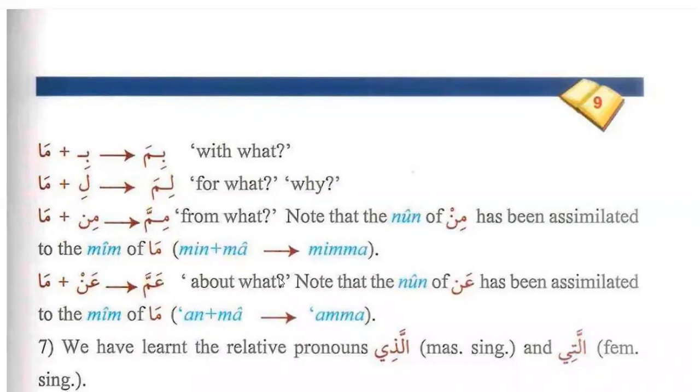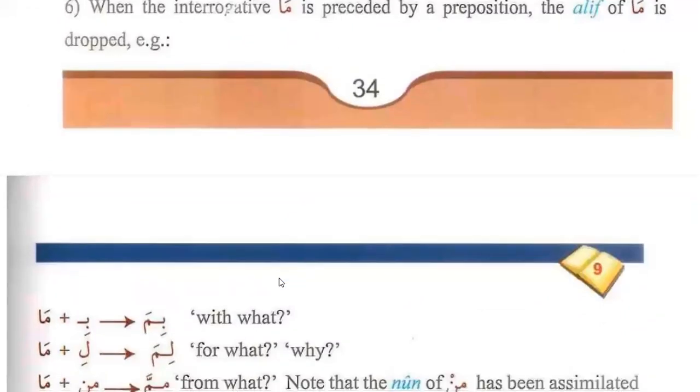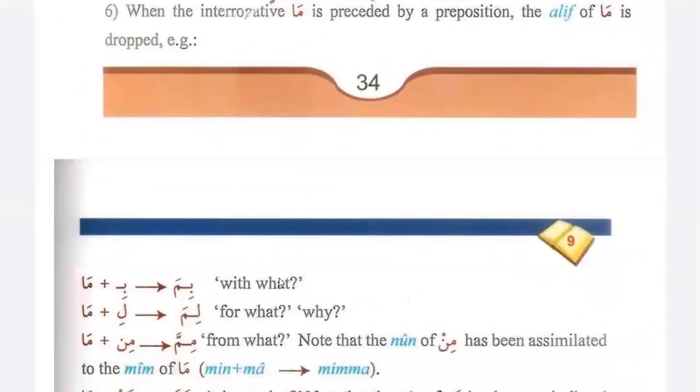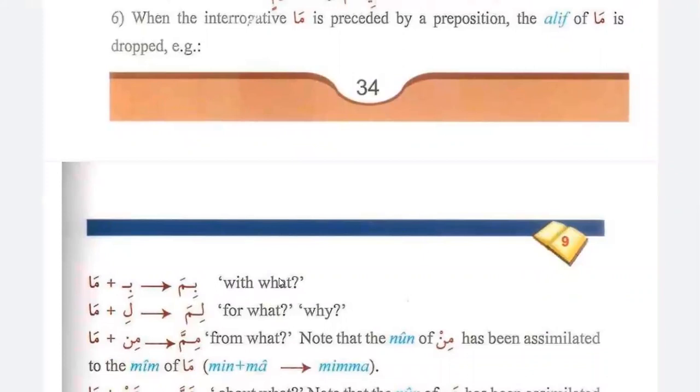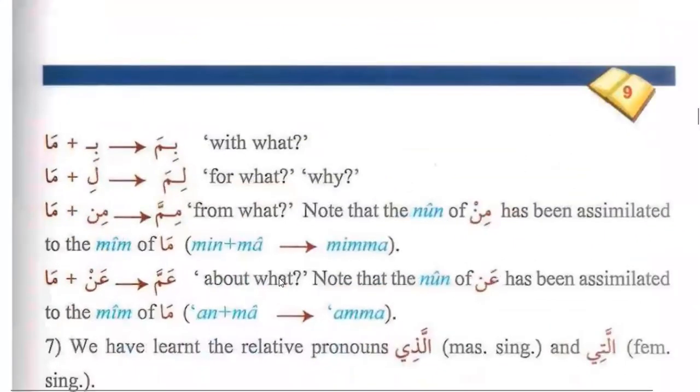What did you learn here? You learned that if a harf jar comes before ma, the alif is omitted. And the noon of the harf jar is also assimilated. Okay.